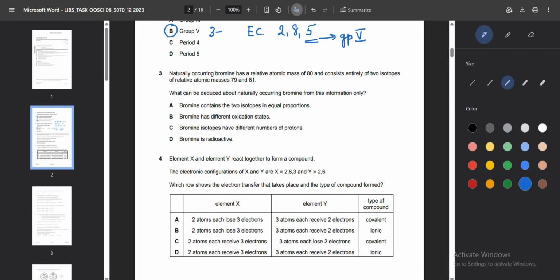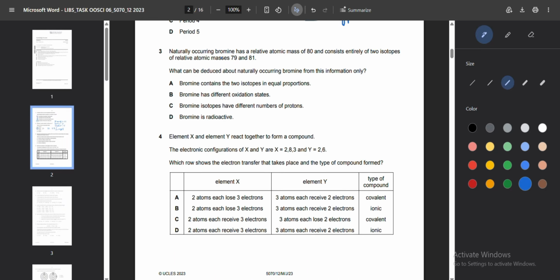Alright, so next one is that naturally occurring bromine has a relative atomic mass of 80 and consists entirely of two isotopes of relative atomic mass 79 and 81. Now the atomic mass of bromine is 80 and it has two isotopes, but their abundances are not given in the question. Since the abundance is not given, we can assume that both these isotopes have equal abundances.